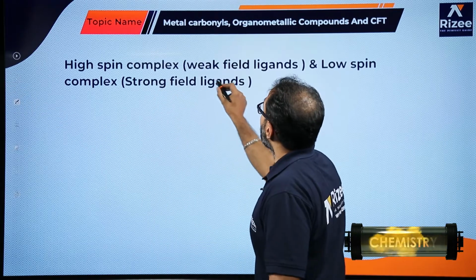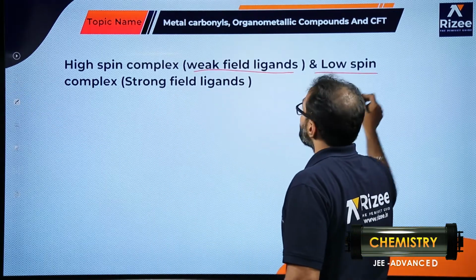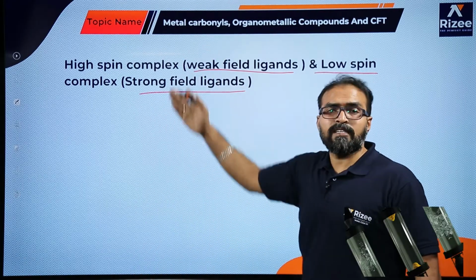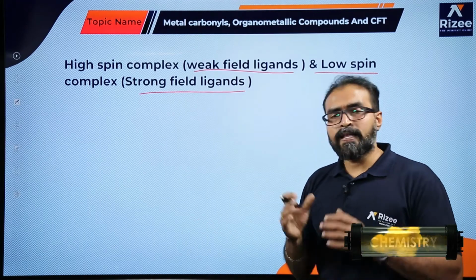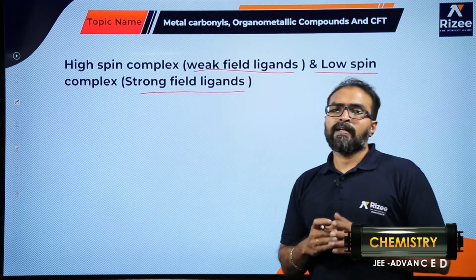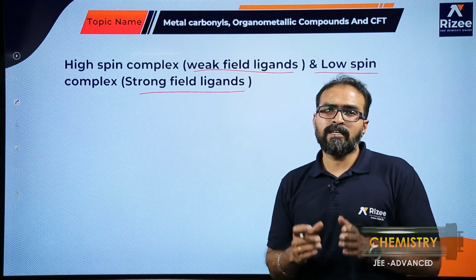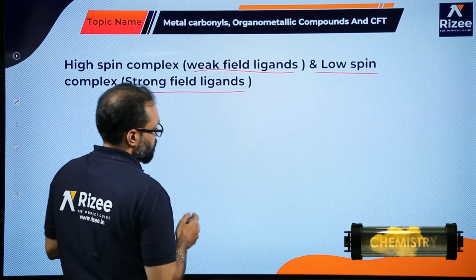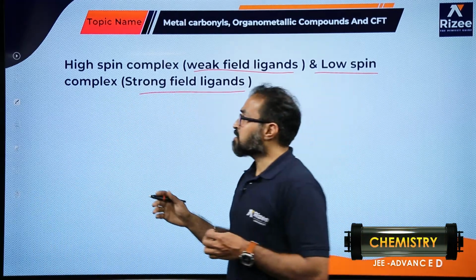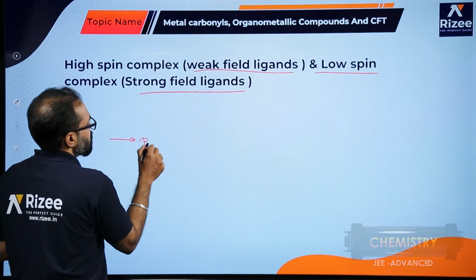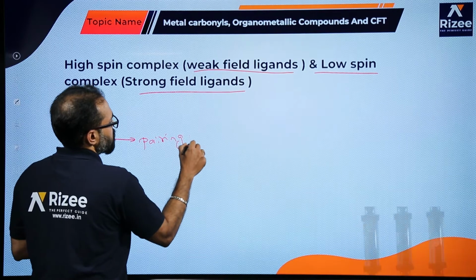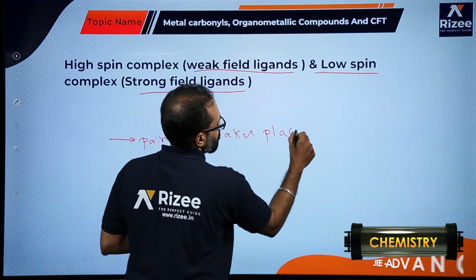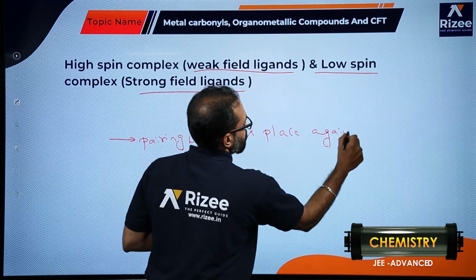Now see this. High spin complexes have weak field ligands. Low spin complexes have strong field ligands. We already saw this; just now we discussed the spectrochemical series. In that series, we clearly mentioned that the ligands are arranged in the increasing order of their crystal field energy. Now, if you are taking a strong field ligand, then what will happen? In the case of a strong field ligand, pairing will take place against Hund's rule.